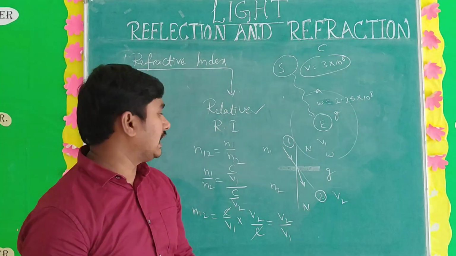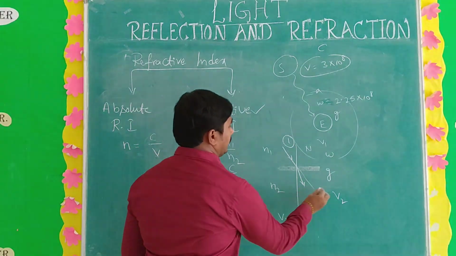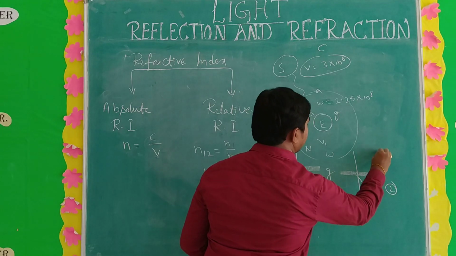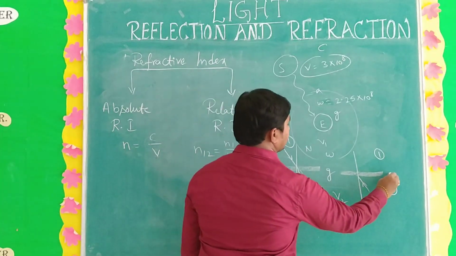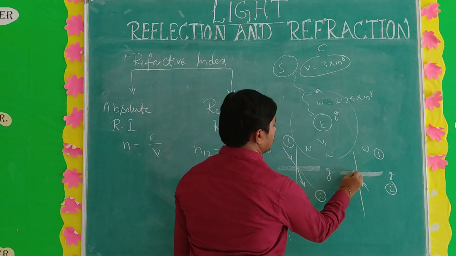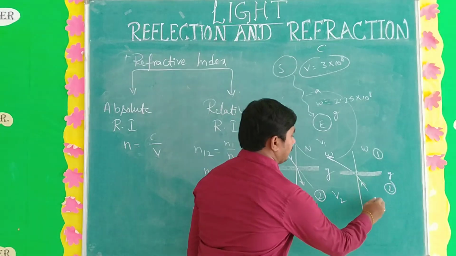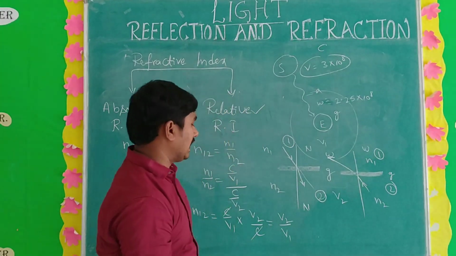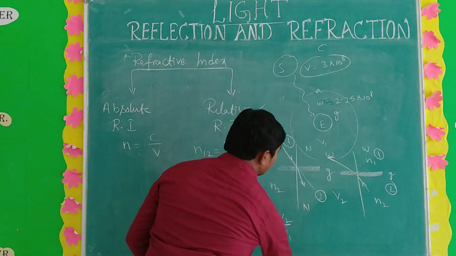In case the light travels from the second medium to the first medium, for example this is the second medium and this is the first medium, say this is glass and this is water, it bends away from the normal. The second medium is N2 and the first medium is N1. So light travels from where to where? Second medium to first medium.